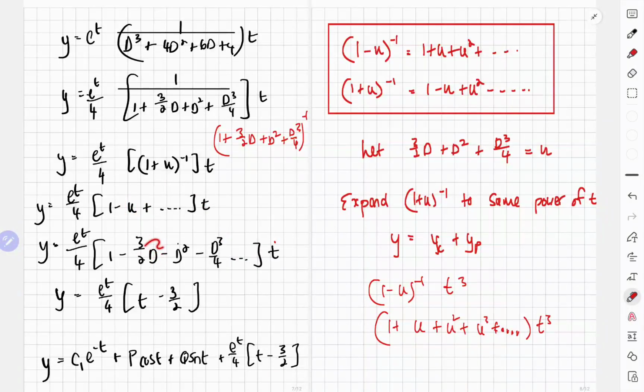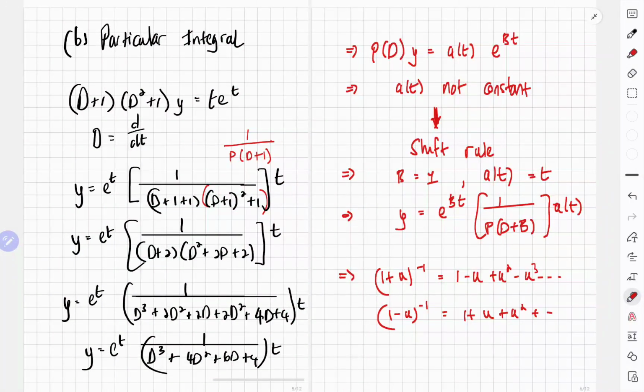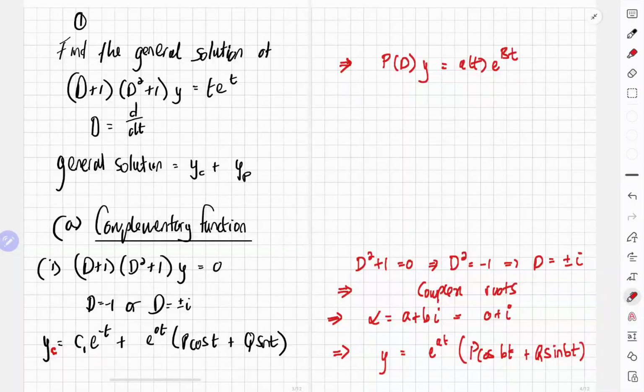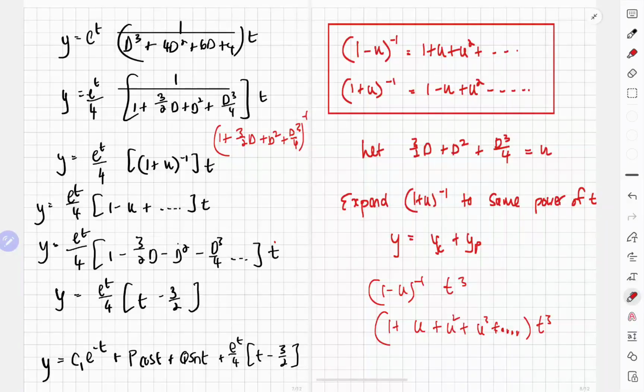So what is my final answer for my particular solution? There is my answer for my particular solution. Now just recall, you want y complementary plus y particular. We've just done y particular. Just now we did the complementary function, which gave us this answer. Now I just put them together, and there is my final solution.